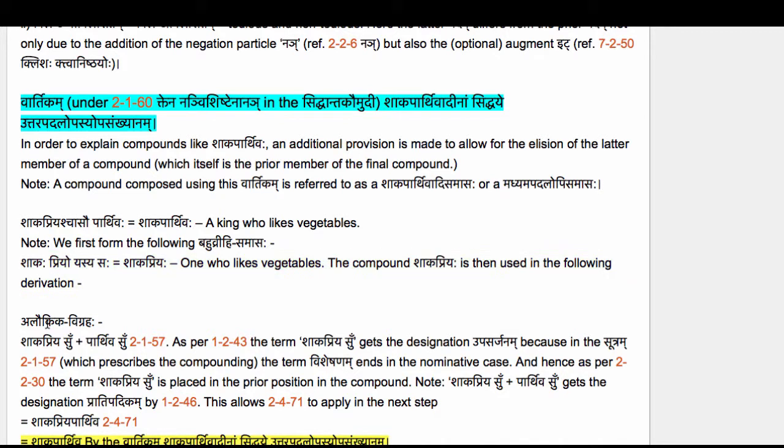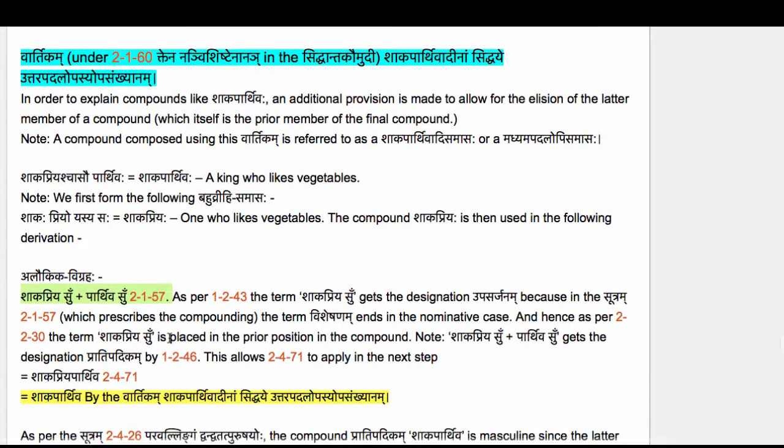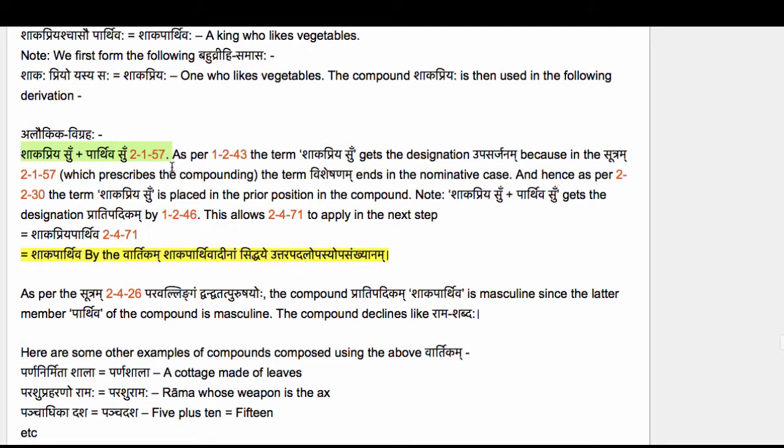The Alaukika Vigraha is Shakapriya Su plus Parthiva Su. Compounding is authorized by the Sutram 2157, Visheshanam Visheshyena Bahulam. We have Shakapriya Su as the adjective to Parthiva Su. Vegetable loving is qualifying the king. So we can form the compound using the Sutram 2157. Remaining steps as usual as per 1243, Prathama Nirdishtam Samasa Upasajanam. The term Shakapriya Su gets the designation Upasajanam because in the Sutram 2157, which prescribes the compounding, the term Visheshanam ends in the nominative case.